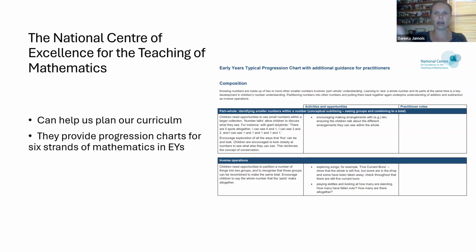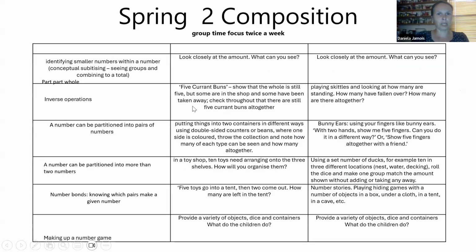And here I'm sharing their progression chart, which is for composition. It's about 5 or 6 pages long. This is just the first page. And we use this to help us grid out how we wanted to teach composition over the 6 weeks of one of our half terms. So this is what we thought would be helpful.